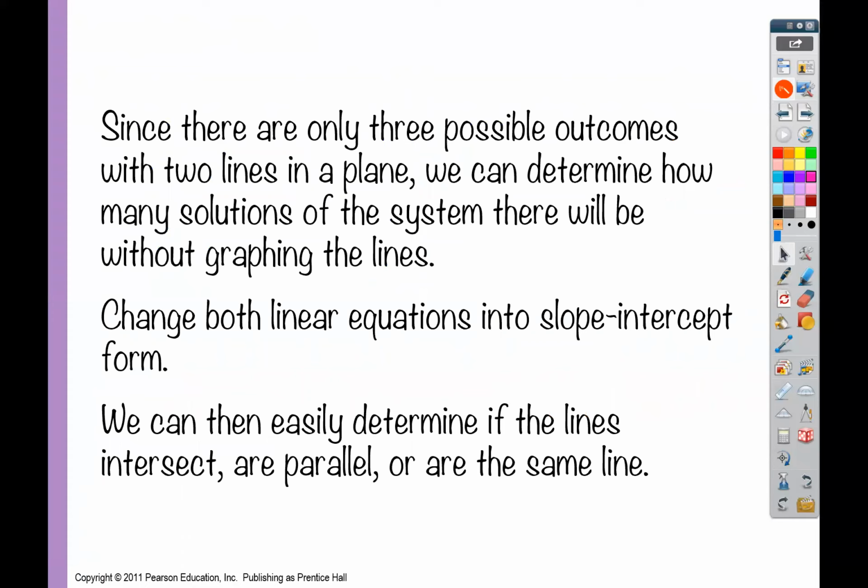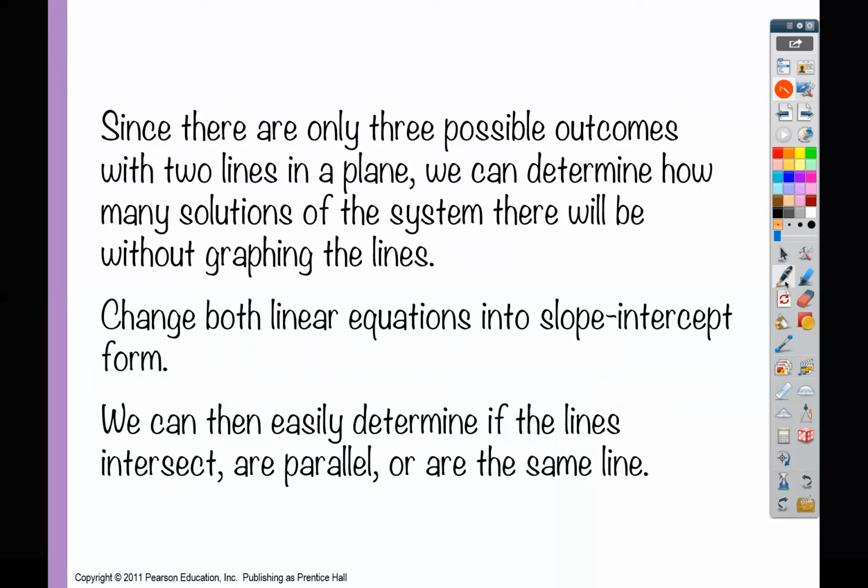Since there are only 3 possible outcomes with 2 lines in a plane, we can determine how many solutions of the system there will be without graphing the lines. You can change both linear equations into slope-intercept form, and then we can easily determine if the lines intersect, or if they're parallel, or if they're the same exact line. If you have 2 different equations, they're going to intersect and have one solution. If they are parallel, so same slope, different y-intercept, they're not going to have any solutions. And if it's the same exact line, of course, there will be infinite solutions.